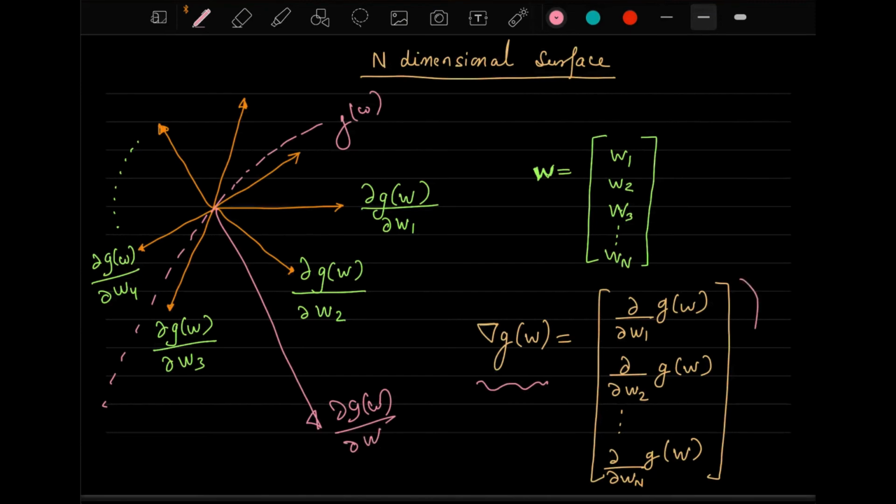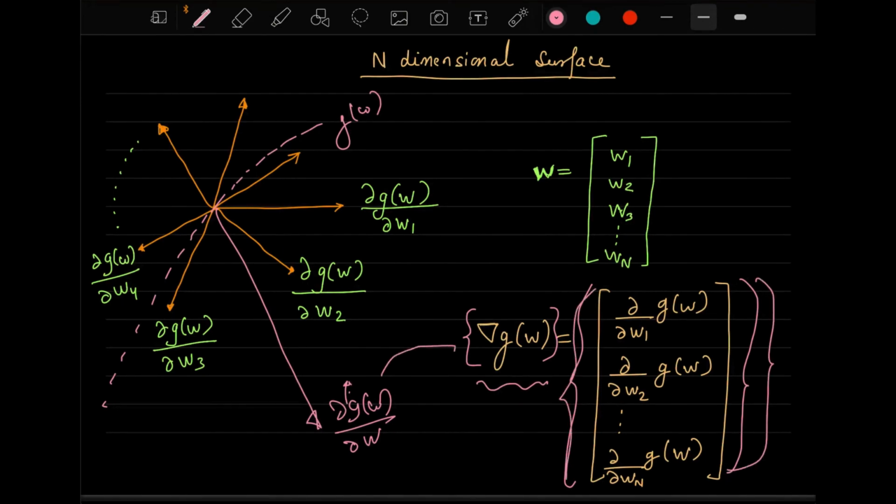So this is also written like this. This is the main gradient of G(W) that I am writing here. This one is actually written as a vector combination like this, where each of the components of the gradient of G(W) is the derivative with respect to the individual W1, W2 till Wn. So these are the components of the gradient in n dimensions.